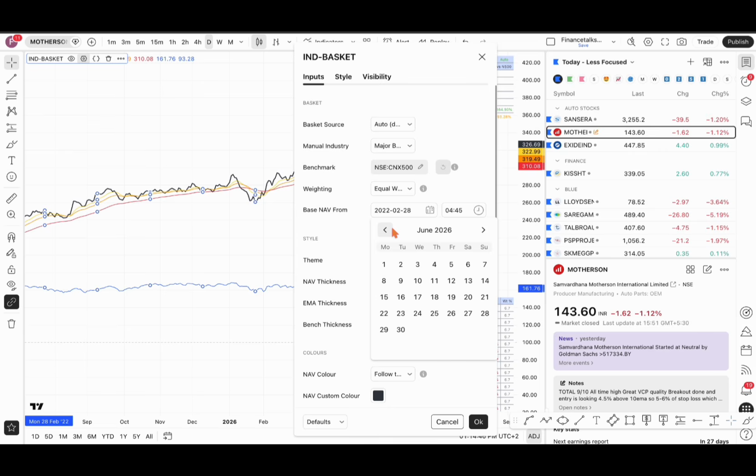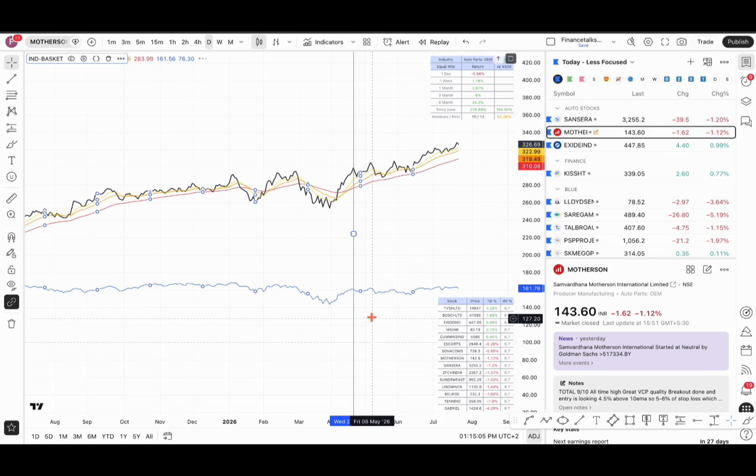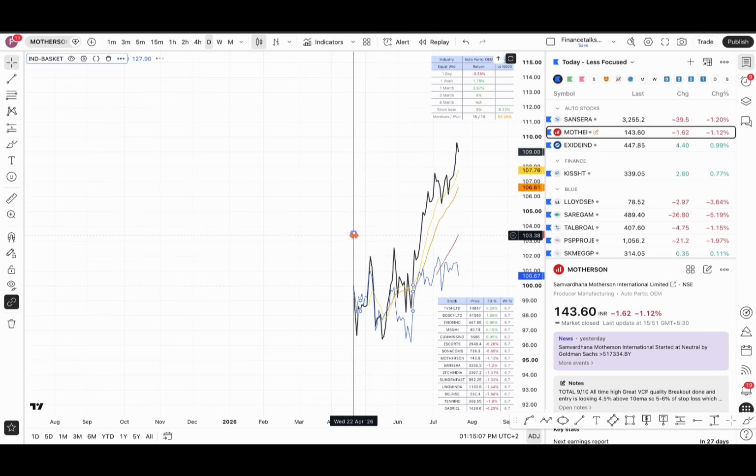For example, you want to compare the last 3 months. It is 22 July right now, so let's go to 22nd May, April, 22 March. Okay, let's go to 22 April. Okay, so the NAV is basically from here.